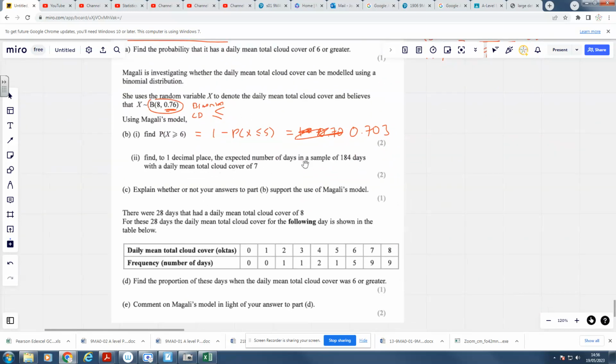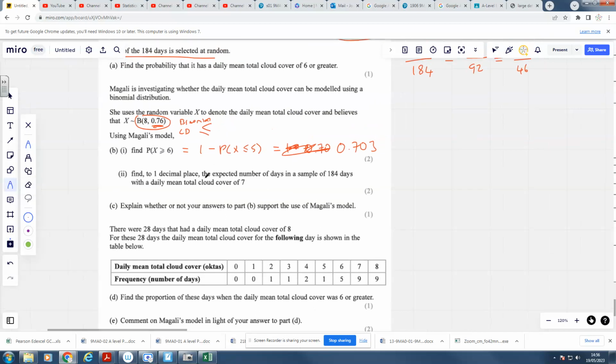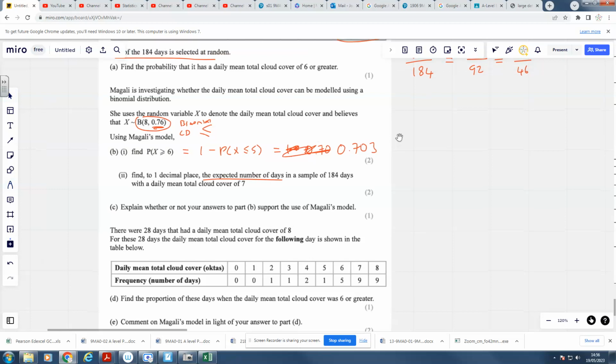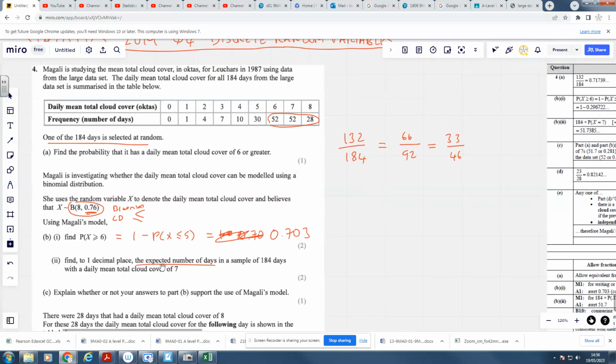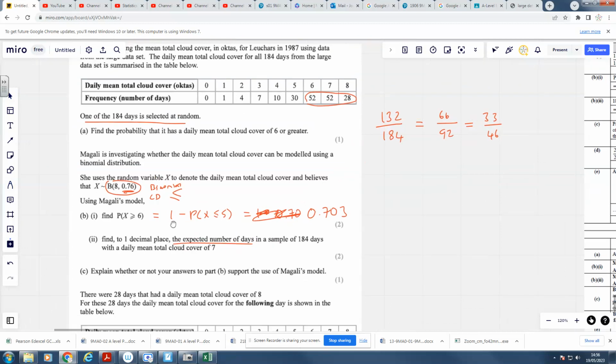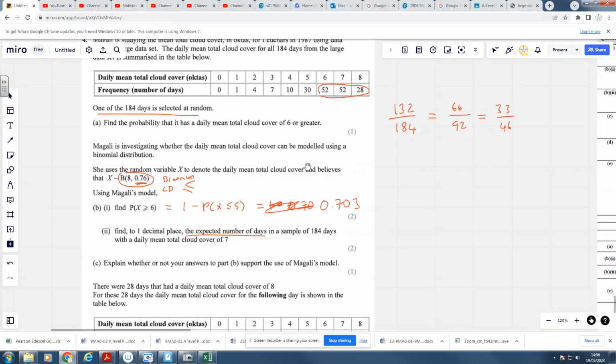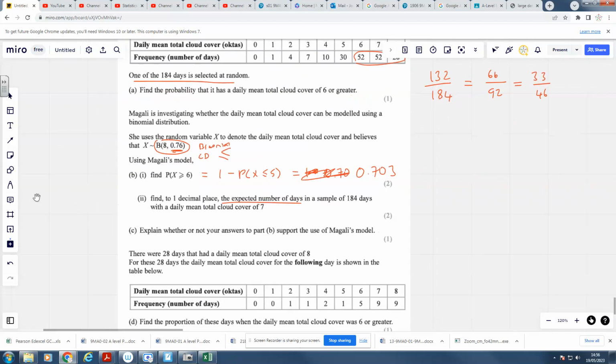Find to one decimal place the expected number of days in a sample of 184 days with a daily mean cloud cover of 7. Why are they putting expectation in there when they took it out of the syllabus? How annoying. But anyway, I can show you how to do this. They're asking us to estimate what this should be, so we're going to do that using our binomial model.